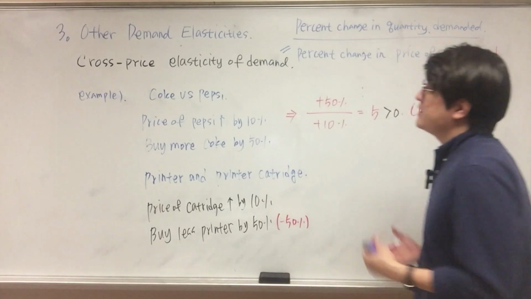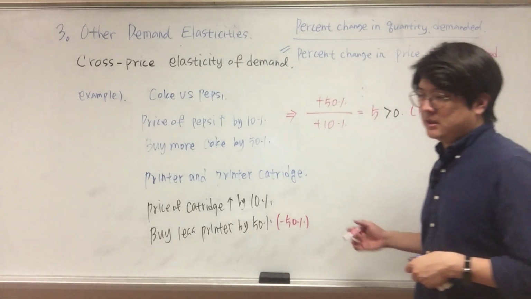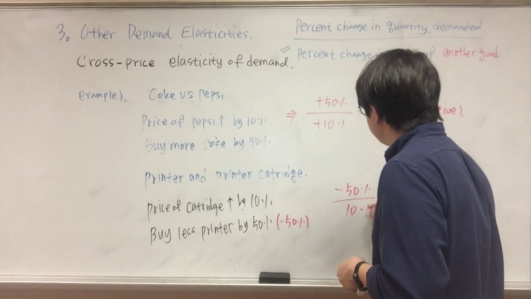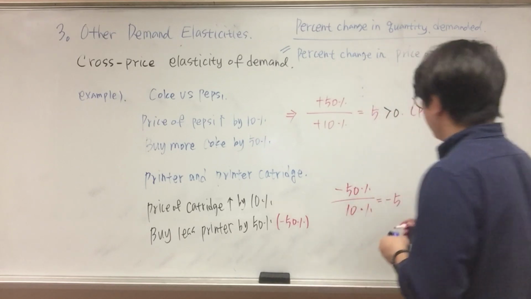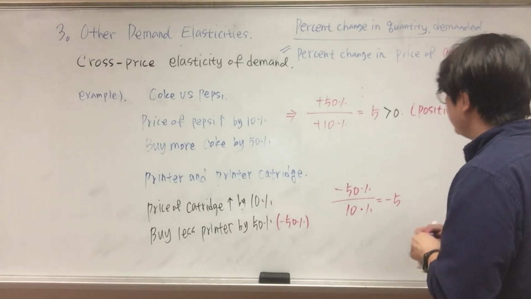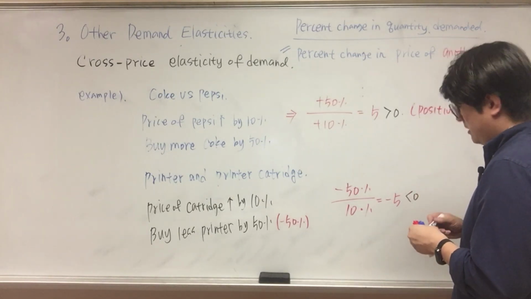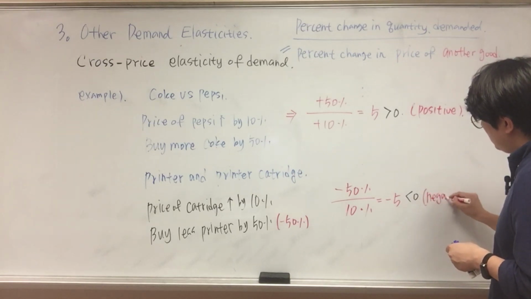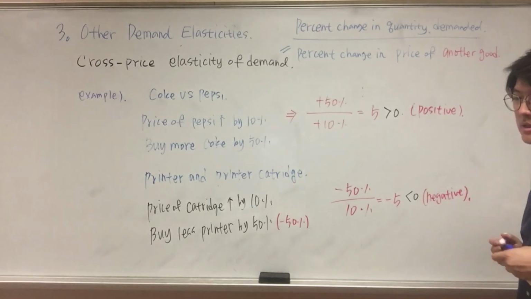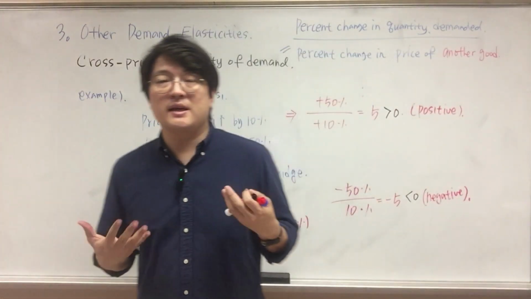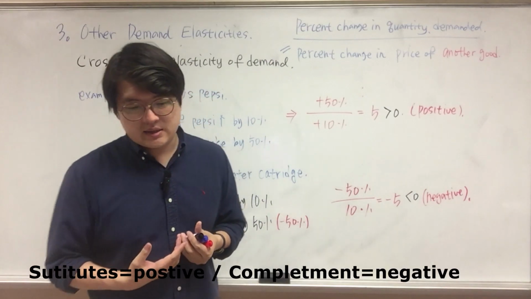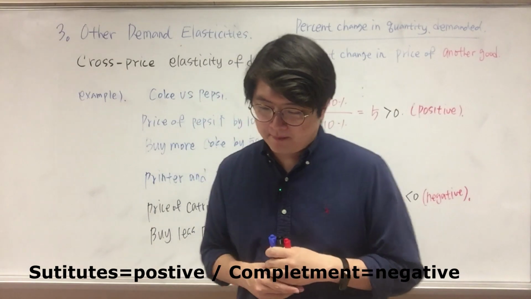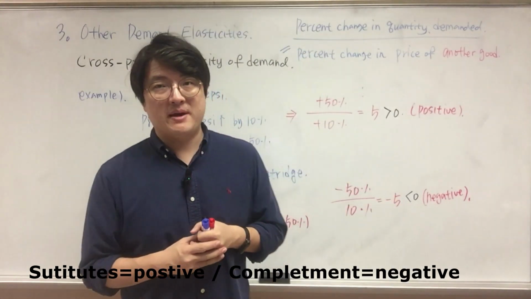So what is the cross price elasticity of demand? Minus 50 divided by 10%. So we have minus 5, which is less than 0, so it is a negative value. So for substitutes, they have a positive value, and for complement goods, they have a negative value. So that is the cross price elasticity of demand.